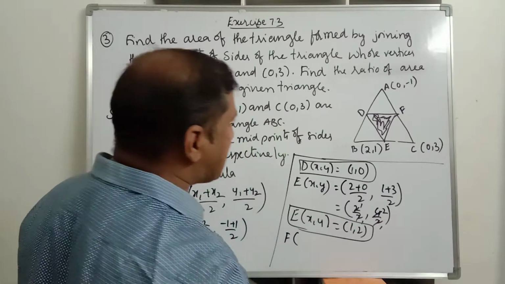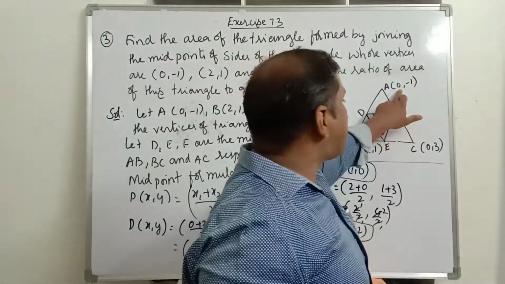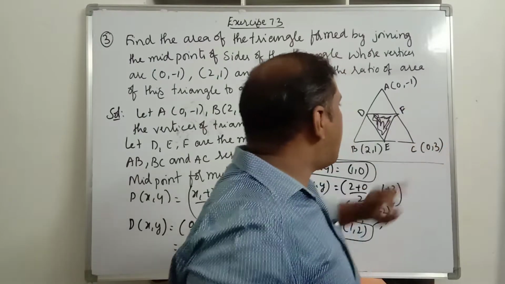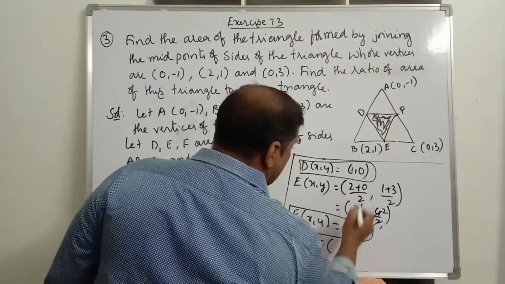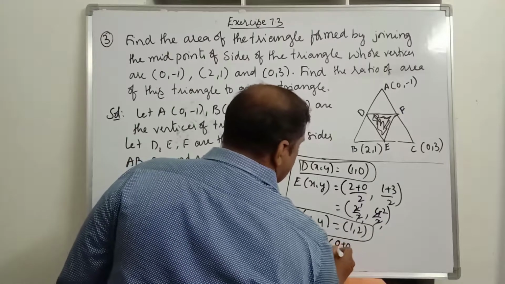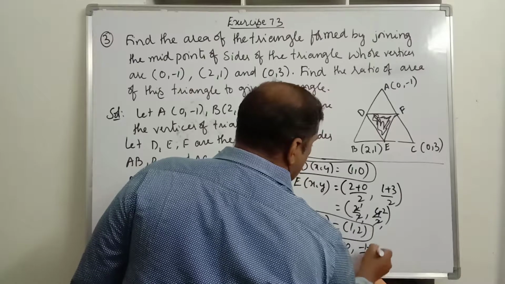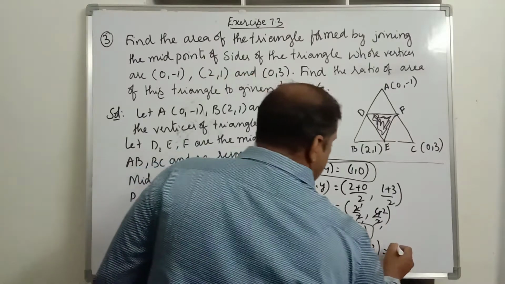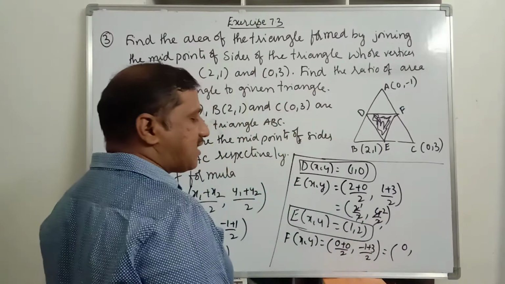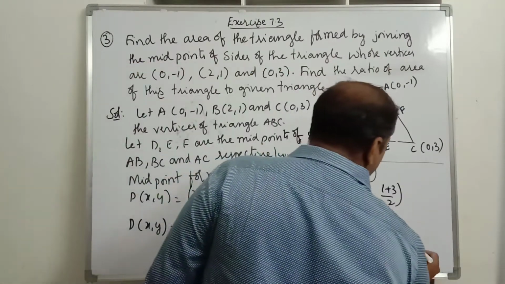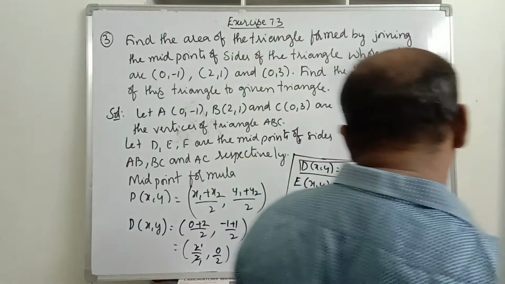Point F coordinates are what? AC is the line segment, and F is the midpoint. F(x, y) is equal to ((x1 + x2)/2, (y1 + y2)/2), that is ((0 + 0)/2, (-1 + 3)/2). 0 plus 0 is 0, 0 by 2 is 0. Minus 1 plus 3 is 2, 2 by 2 is 1. So (0, 1) is the coordinates of point F.